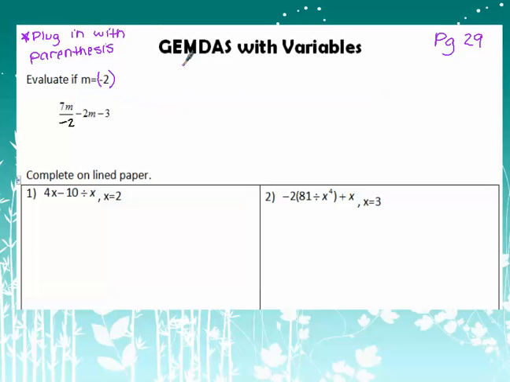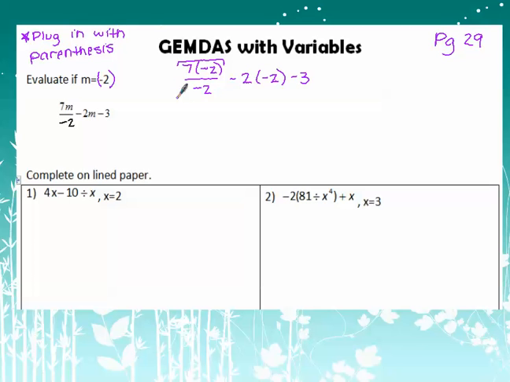So let's recopy the problem. So we have 7 times m, which is -2, over -2, make sure you change that, minus 2 times m again, which was -2, minus 3. Now, I'm still going to follow my regular order of operations, so do I have any groupings? I don't have any traditional groupings like parentheses or brackets, but remember when I'm solving a fraction problem, I want to get rid of all the stuff on the top and then all the stuff on the bottom and then do the division between them.